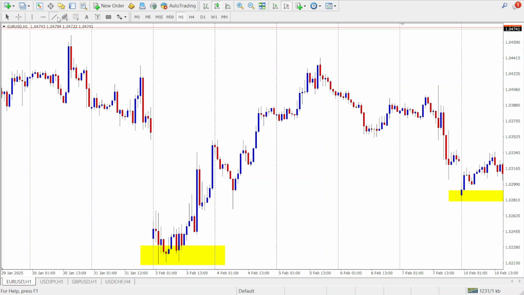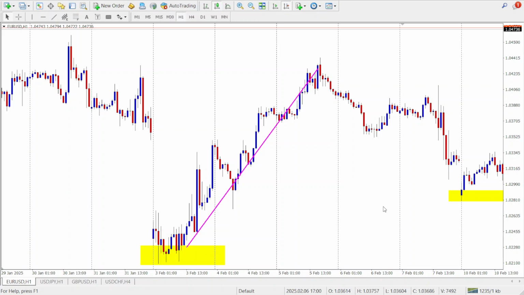So look for price movements away from a zone. Then you also check for clean order blocks. If price consolidates before a big move, that area is likely a supply or demand zone. Like we can see what happened here. There is a tendency that we had a demand zone around here.